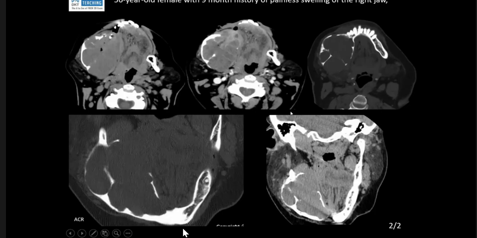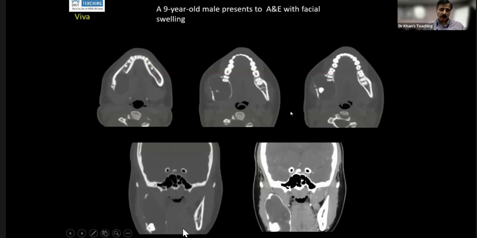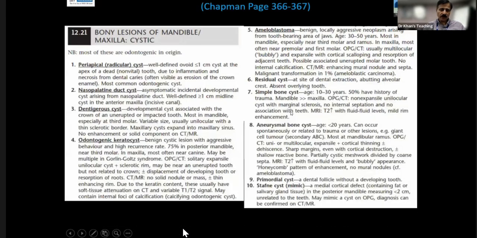Yeah. Right. Please remember, ameloblastomas are definitely locally aggressive. Most of them are benign, but there is an entity we call ameloblastic carcinoma. So that is known to occur also. And actually, if you see here, ameloblastoma, malignant transformation is 1%.